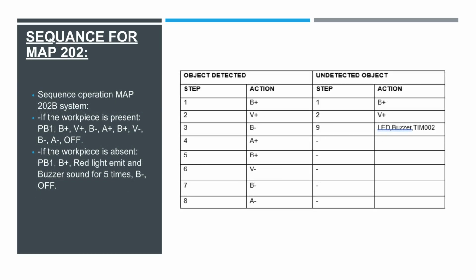This is the sequence for MAP 202. The sequence is PB1, B plus, V plus, B minus, A plus, B plus, V minus, B minus, A minus, and then off. Okay, it will move like the original program, but if the object is absent, the LED and buzzer will be on for 5 times, and then the program will reset. Okay, that's all.